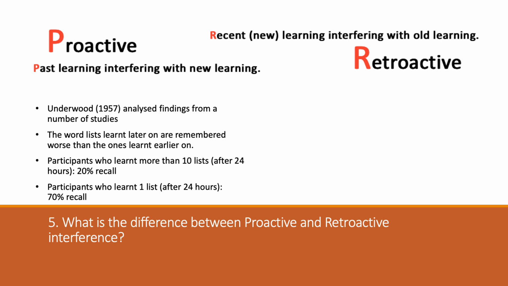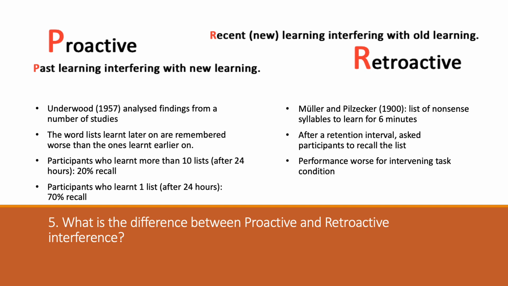So proactive was studied by Underwood, who analysed findings from a number of studies. And he found that word lists learnt later on are remembered much worse than the ones that we learn earlier on. Participants who learnt more than 10 lists after 24 hours had a 20% recall, so they could only remember 20% of the words. Whereas participants who had only learnt one had a 70% recall. And this shows that past learning does interfere with new learning because of this difference in recall.